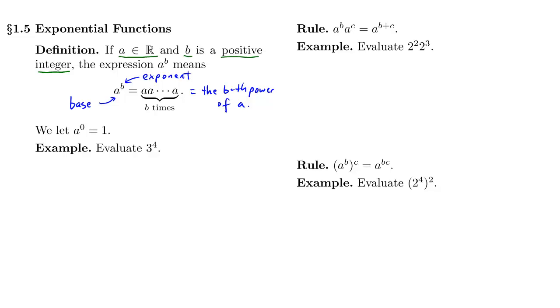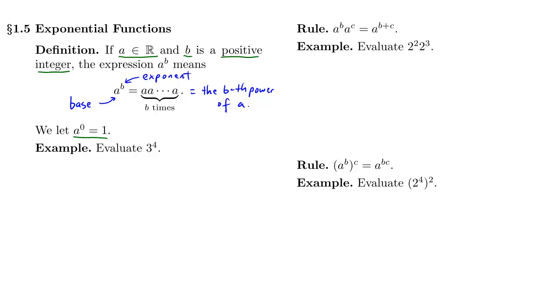Instead of taking b to be a positive number, we can also take it to be 0, and then we define a to the 0 to be 1 in all cases. This is a useful definition since every time we increase the exponent of a power by 1, the new power should simply be the old power times a. So a to the 1 should be a to the 0 times a.